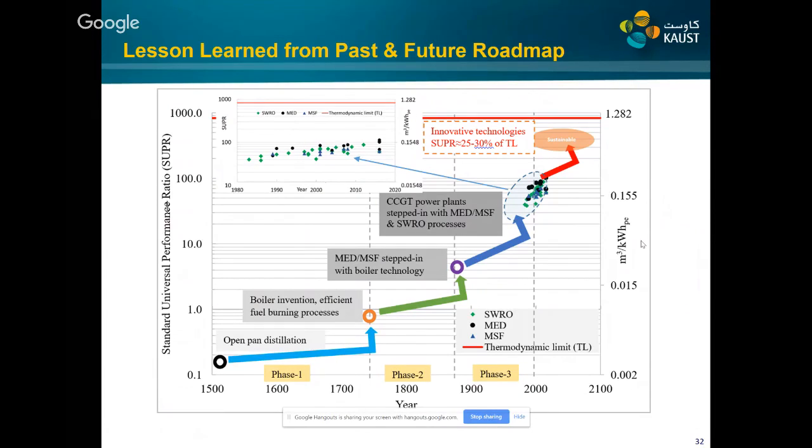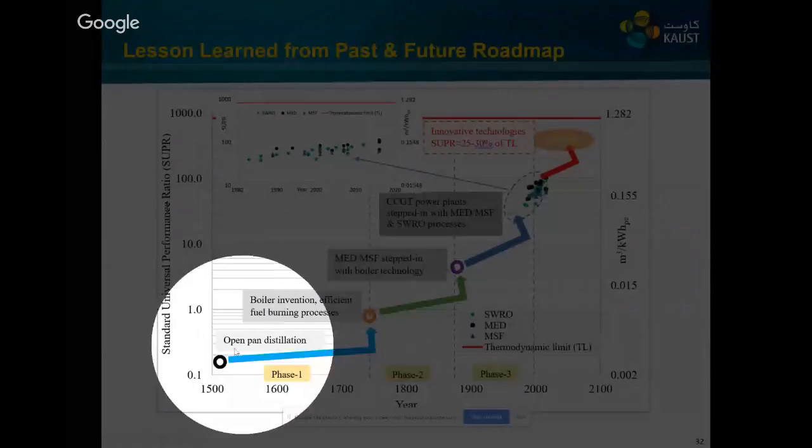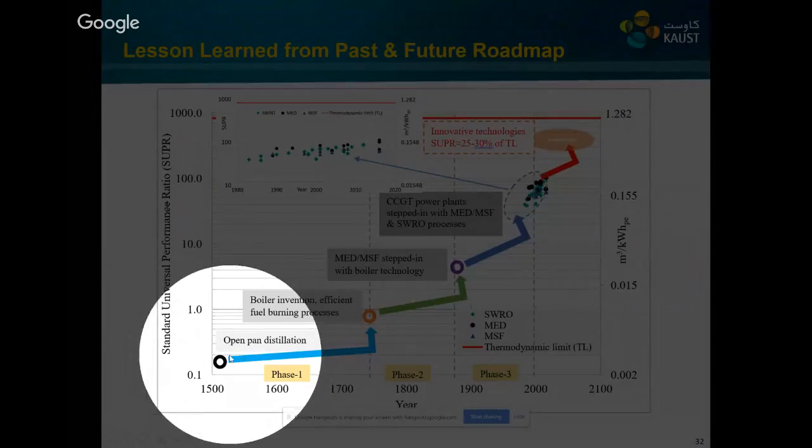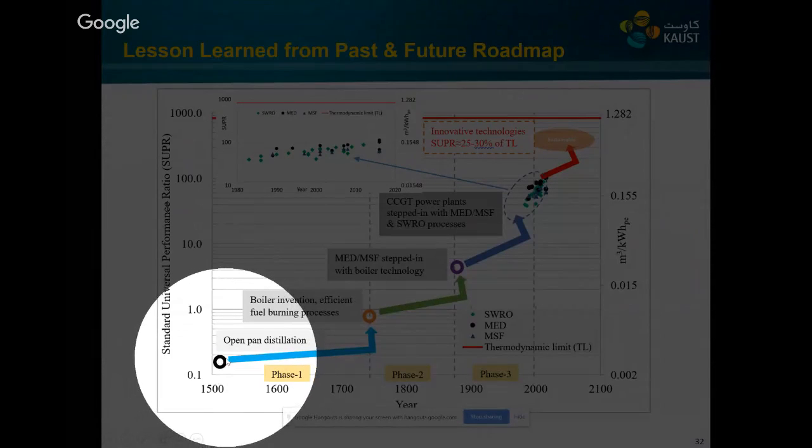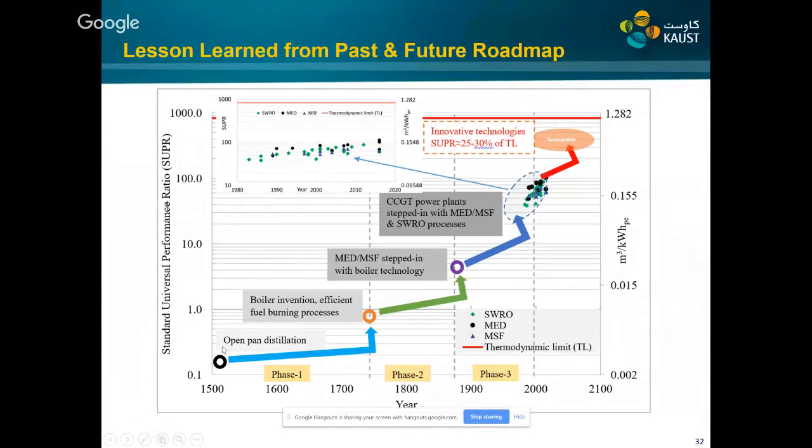To find this out, we went to history again to investigate how major improvements were made previously. Desalination started in the 1500s on ships, when the performance ratio was less than 1, because it was an open pan where they burned the fuel and the water was evaporated, so the performance was very low.